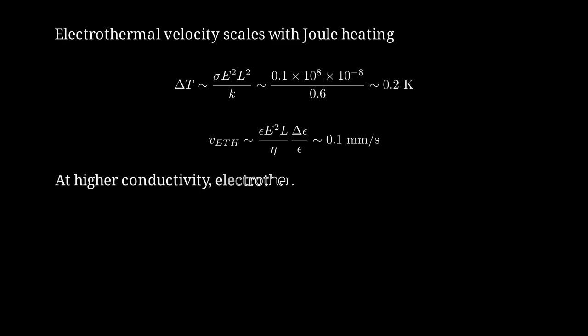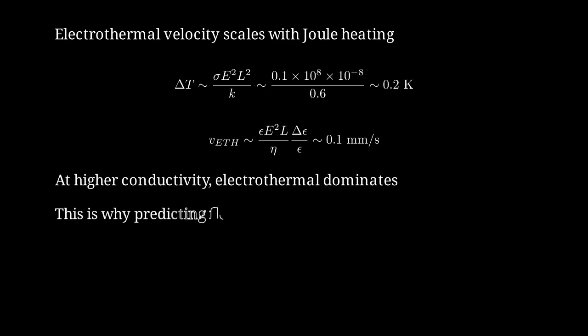Now increase conductivity to 1 Siemens per meter, typical of biological buffers. Temperature rise increases by a factor of 10. Electrothermal velocity jumps to 1 mm per second. Now they are comparable. At even higher conductivity, electrothermal wins.